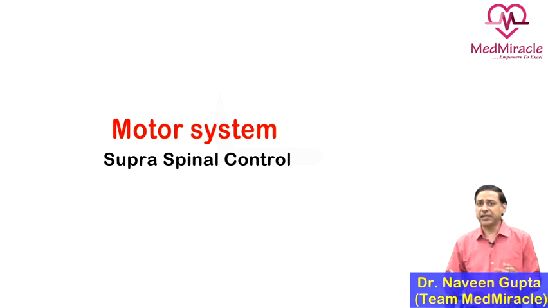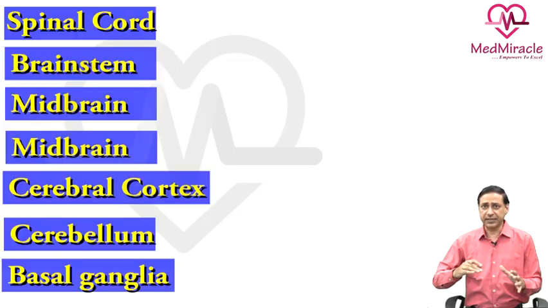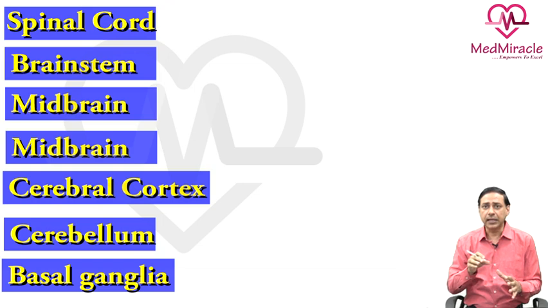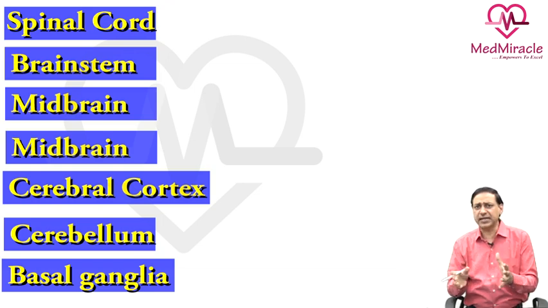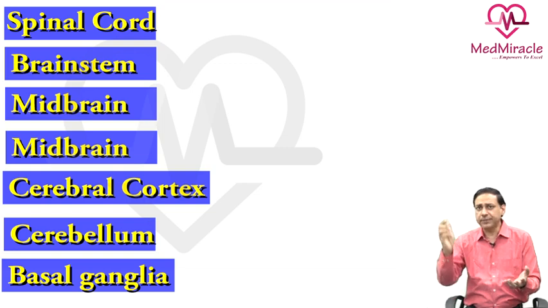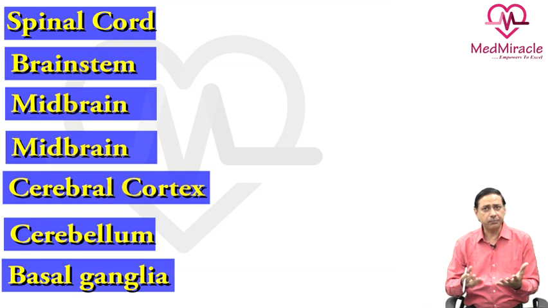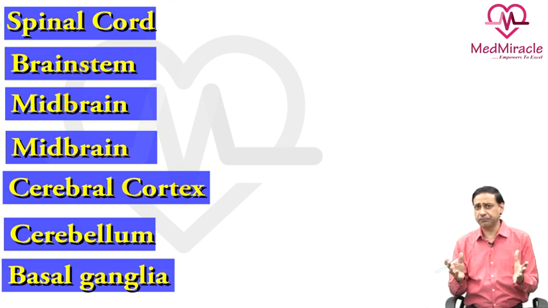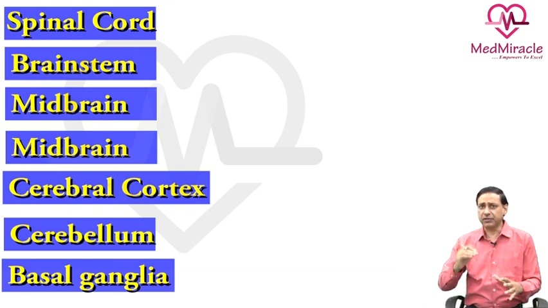They are performed in a very complex fashion by the use of spinal cord, brainstem, midbrain, cerebral cortex, cerebellum, basal ganglia. They are involved in a very complex network to achieve my motor goal. Now, suppose I am writing, then what is the spinal cord doing? What is the brainstem doing? What is the midbrain doing? What is the cortex doing? What is the cerebellum doing? What is the basal ganglia doing? So it's a very complex network. So let us start level by level. Let us start with the spinal cord.